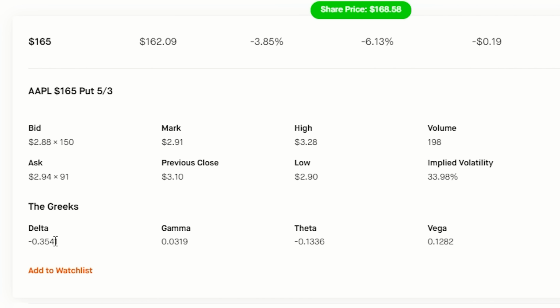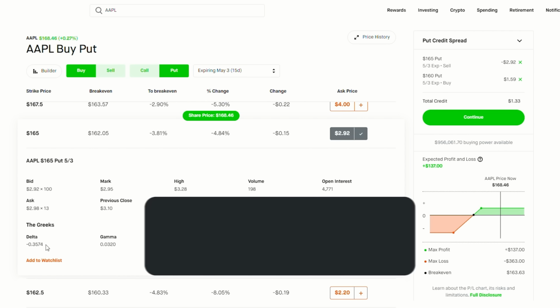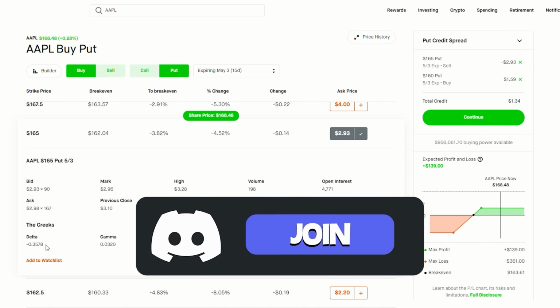That's because the delta is 35, so there's a 35% chance of this happening and a 65% chance of this not happening. So if you want to make consistent income, you will go for out of the money options. However, if you want to have a big income, you go closer to the money. So you need to find a balance, and this is exactly why I do have a Discord community, and I'm always trading and teaching you because you need to find balance.